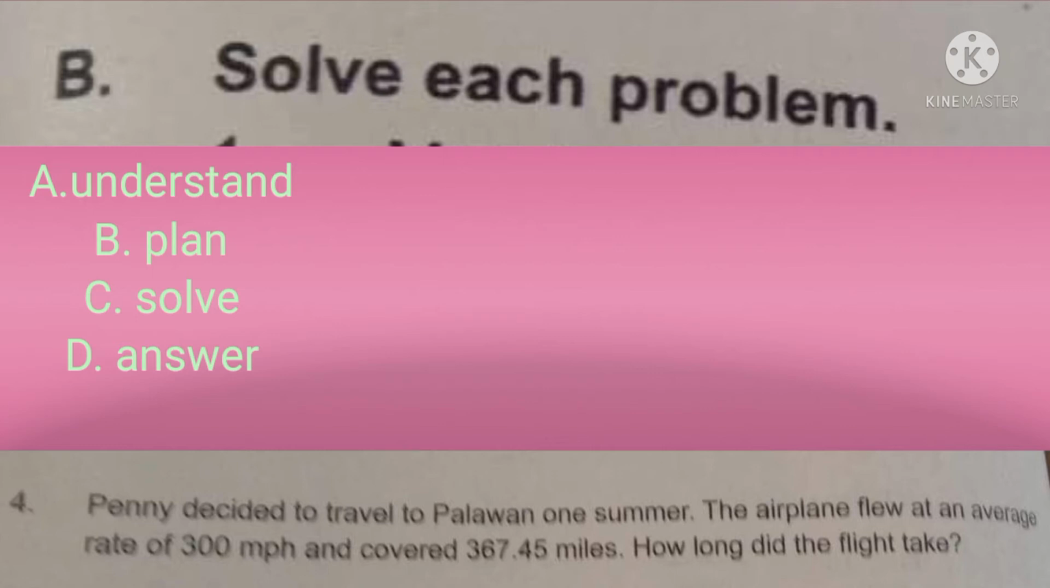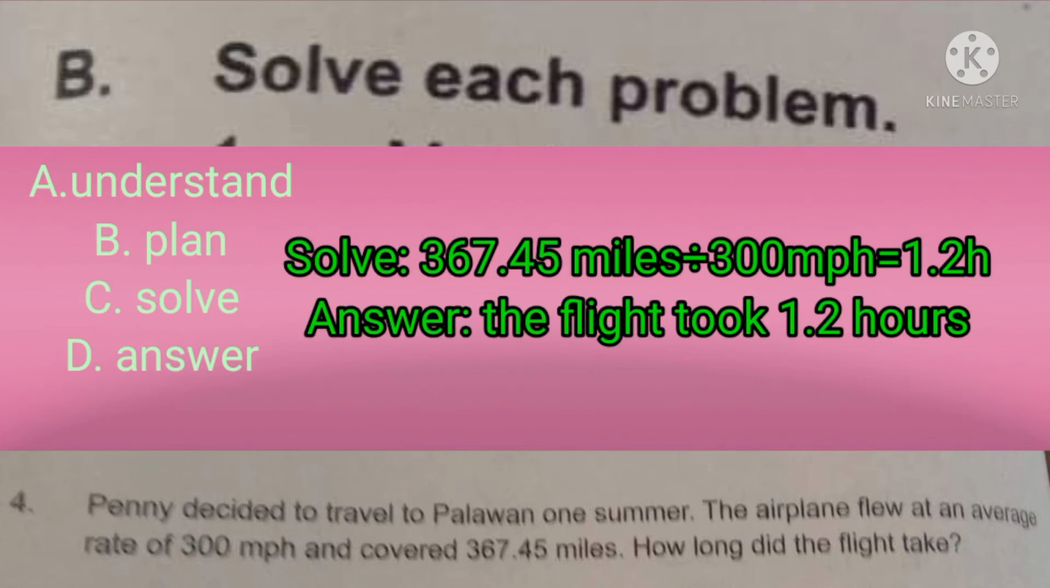367.45 miles. Let's plan what operation to use. Division. What is the equation? 367.45 divided by 300 is equal to n. Let's now solve. 367.45 miles divided by 300 miles per hour is equal to 1.2 hours. The answer here is the flight took 1.2 hours.